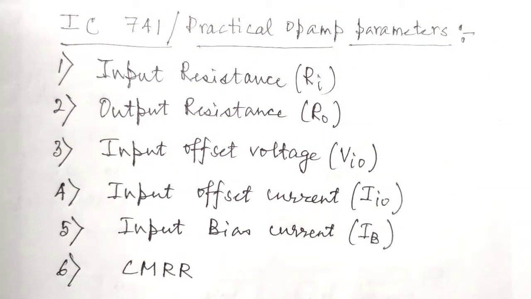In this video, I will discuss input resistance, output resistance, input offset voltage, input offset current, input bias current and CMRR of a practical op-amp such as an IC741. So let's start the video.